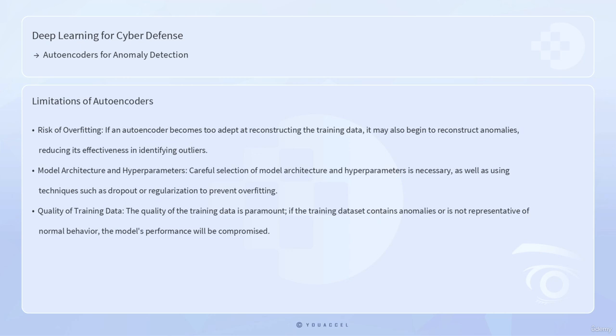This necessitates careful selection of model architecture and hyperparameters, as well as the use of techniques such as dropout or regularization to prevent overfitting. Additionally, the quality of the training data is paramount. If the training dataset contains anomalies or is not representative of normal behavior, the model's performance will be compromised.